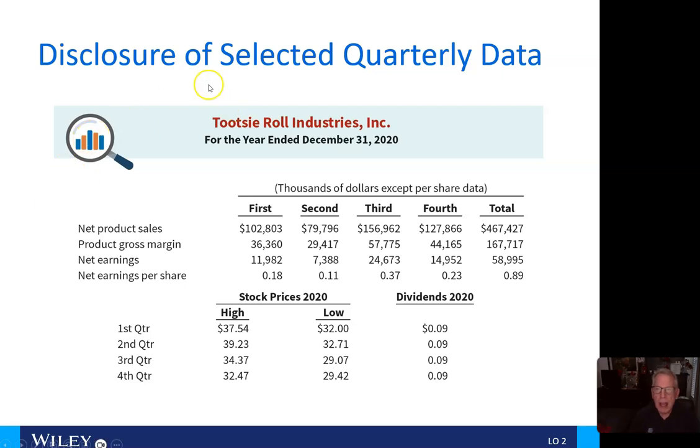So, if we look at a disclosure of selected quarterly data for Tootsie Roll Industries, you'll see that we have quarterly reports for the first, second, third, and fourth quarters and a total. And they break that down by net product sales, product gross margin, net earnings, and net earnings per share. And they also reflect the stock prices and the dividends that were paid in those quarters.